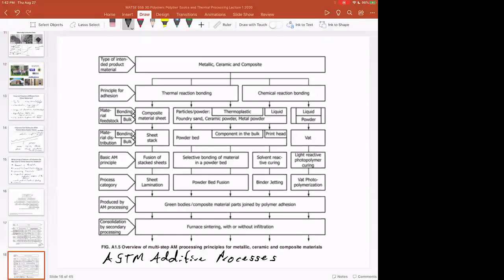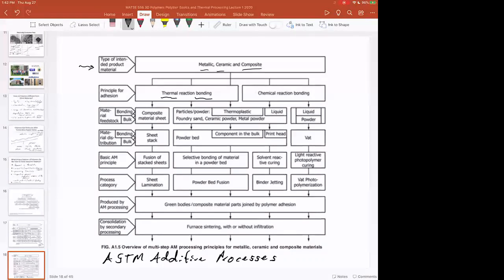So this is one diagram that they've published for additive, and this is really interesting to think about. So the type of intended product material is here at the top. And so if you're talking about metallic, ceramic, and composite, so composite is a generic term for just two different materials, but this is what they decided to do. You can start with the material, and then you have a thermal process. I don't know why they call it thermal reaction, but this is basically thermal bonding, so there's heat involved.